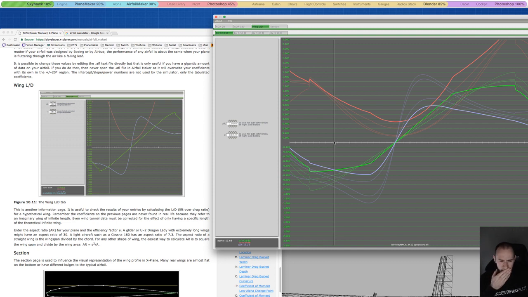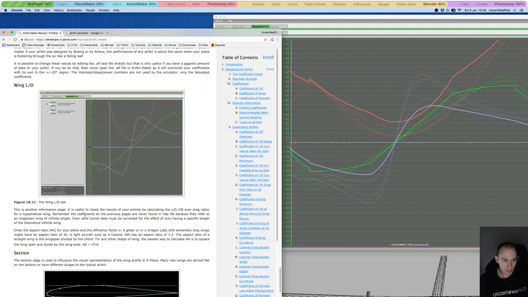I don't quite get this. Remember, the coefficients on the previous pages are never found in real life because they refer to an imaginary wing of infinite length. I didn't read about that.